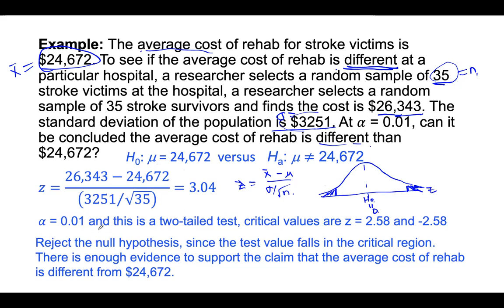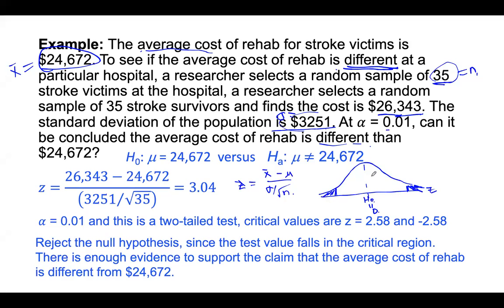Now it's a two-tailed test, so we'll look this up with alpha being 0.01. This means this is the 99%. This would be 0.5%, and this would be 0.5% on this side, and you can see they add up to 1. So we can look this up in the table.